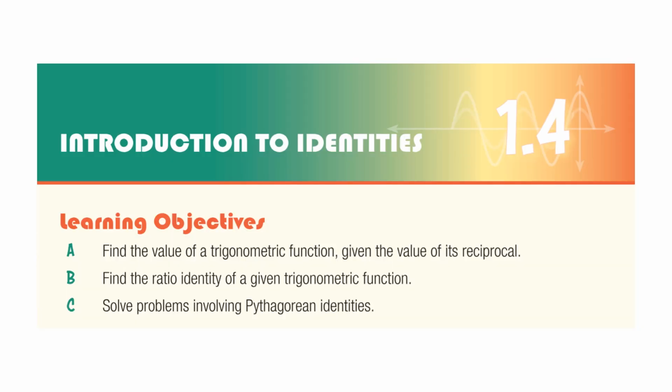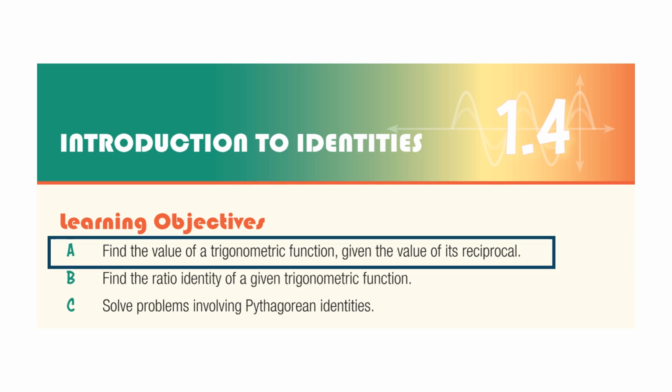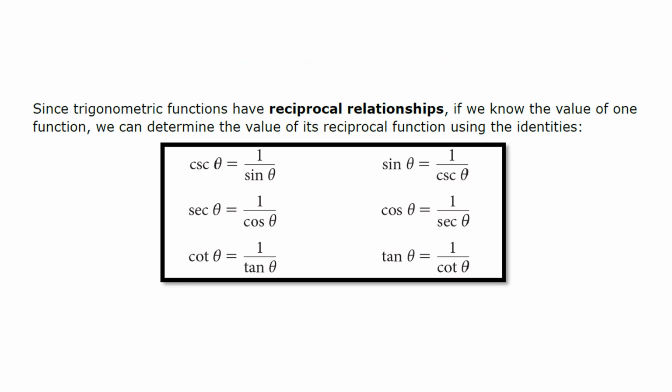There are 3 objectives in this section. Let's look at the first one. Find the value of a trigonometric function given the value of its reciprocal. Since trigonometric functions have reciprocal relationships, if we know the value of one function, we can determine the value of its reciprocal function using the identities.